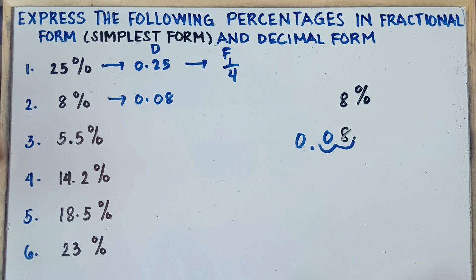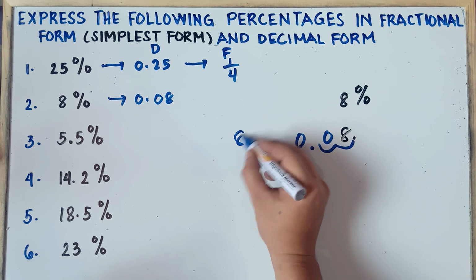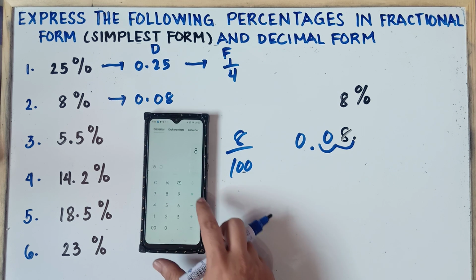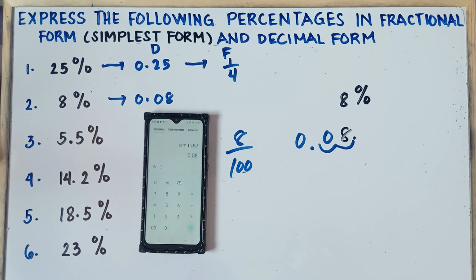Once again, class, you can always double check if the teacher will allow you to use a calculator. Simply divide 8 by 100 and you will get 0.08.